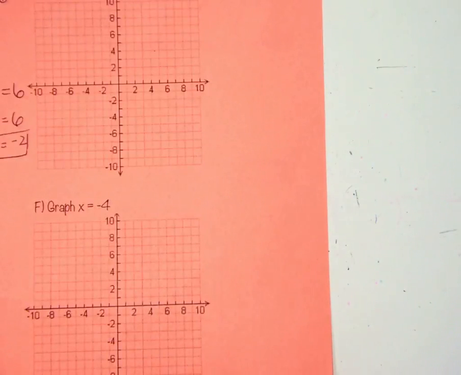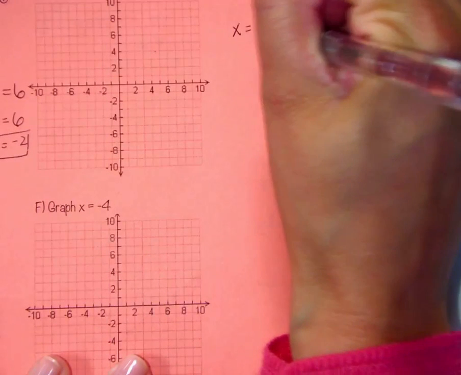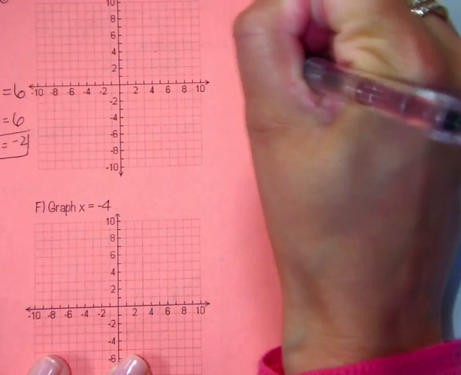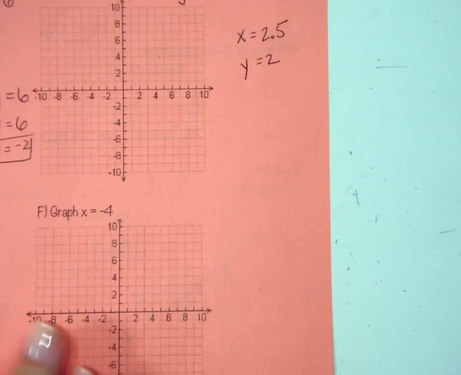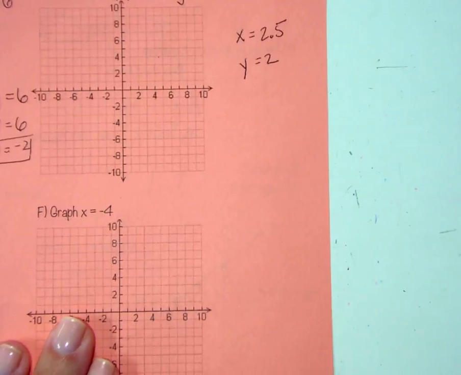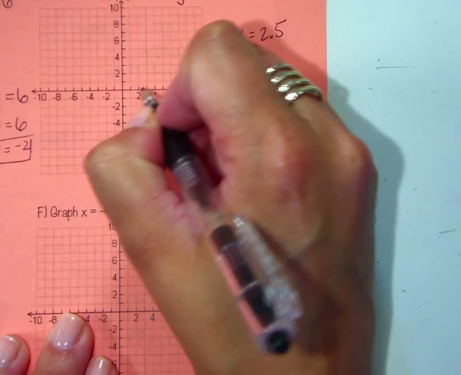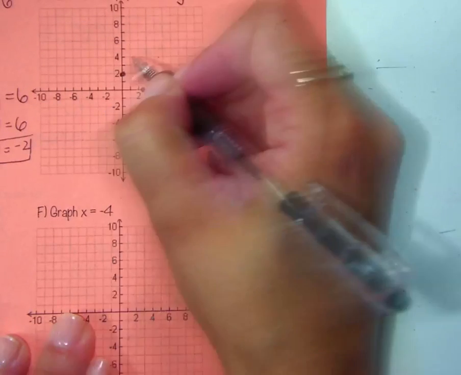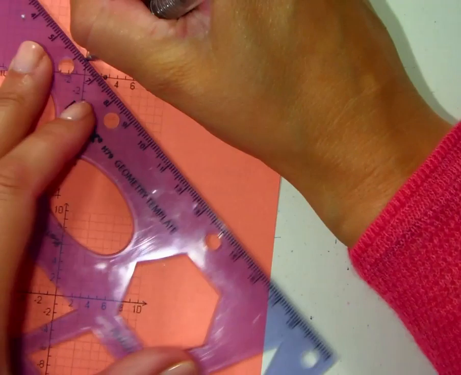Okay, it's looking pretty good. So our x-intercept should have been 2.5. Our y-intercept 2. So make sure that that is what you had. I didn't see really any mistakes in the papers I looked at. So our x-intercept we can plot at 2.5. Our y-intercept at 2, and then draw your line.